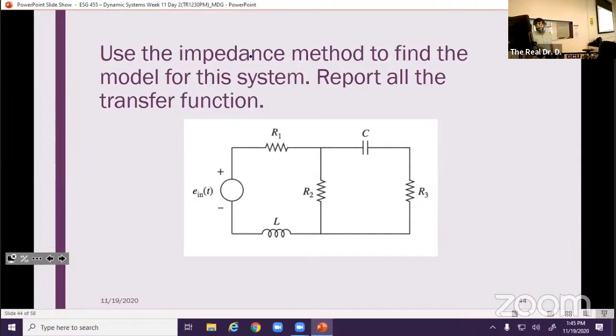Use the impedance method to find the model for this system. It says report all the transfer functions, which is great grammar. We're just going to report the transfer function. You can certainly report all of them, but what we're going to do here is assume that we've got terminals here. I'm going to assume that I've got output terminals. I know that's not in the diagram, and I apologize.